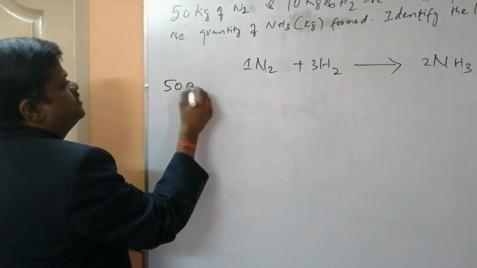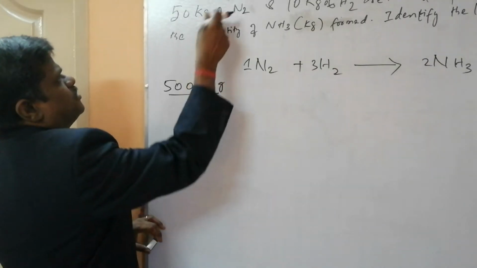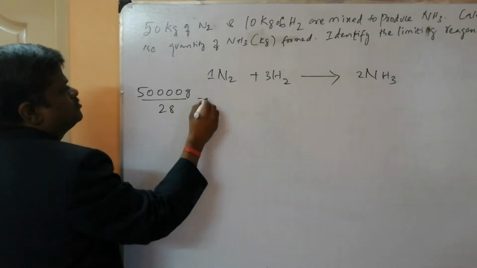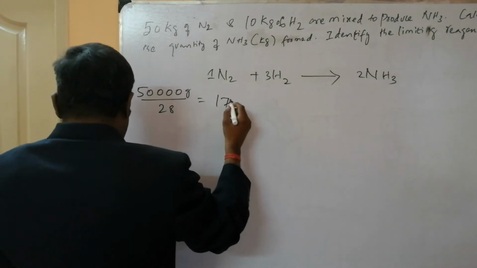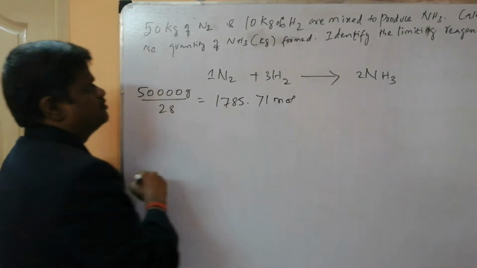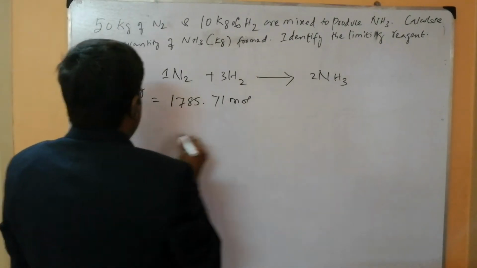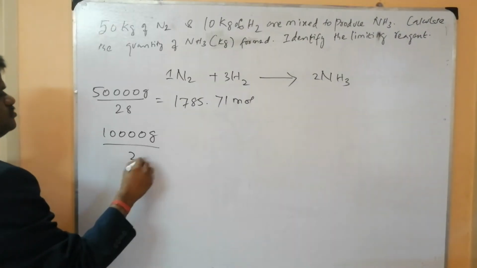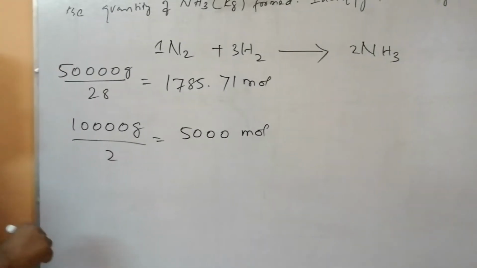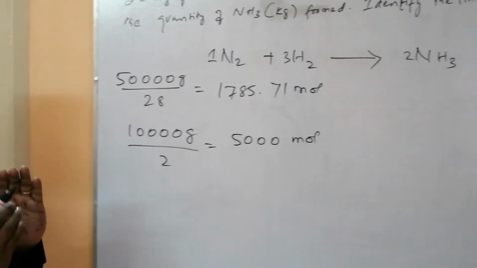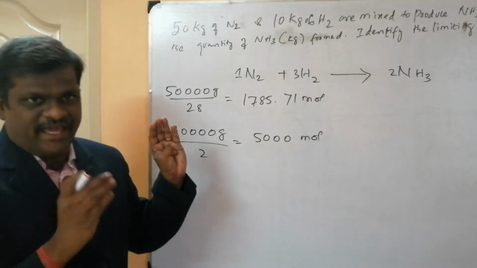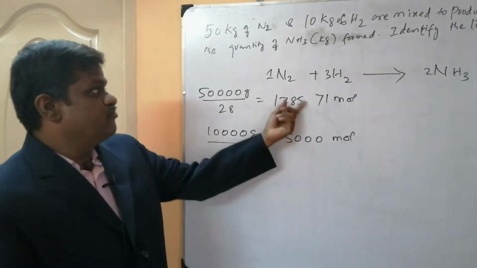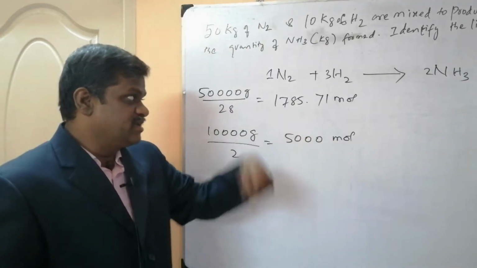50 kg means 50,000 grams of nitrogen divided by the nitrogen molecular weight, 28, so you will get around 1785.71 moles. Similarly, calculate for hydrogen: 10 kg means 10,000 grams, hydrogen is 2, so you will get 5,000 moles. In the example we discussed, we should always use the limiting reagent to find the maximum amount of product formed. Now we should find which one is the limiting reagent.